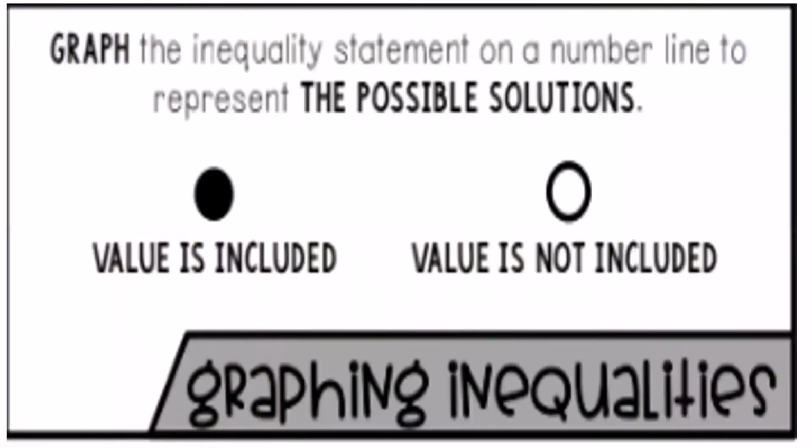Today, we will be graphing inequality statements on a number line to represent the possible solutions. Now, I want to go over two misconceptions. A closed-face dot means that the value is included on the number line. An open-face dot means the value is not included on the number line. And this is what we'll be doing: graphing the inequality.